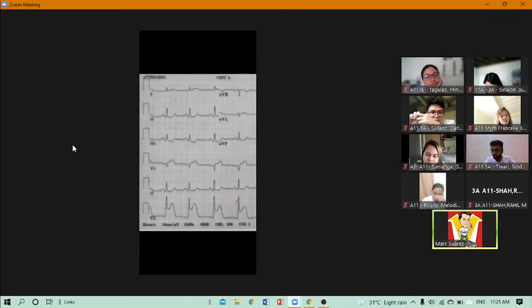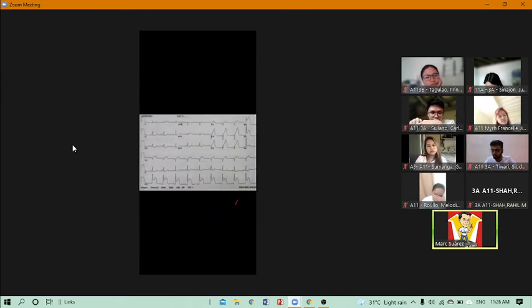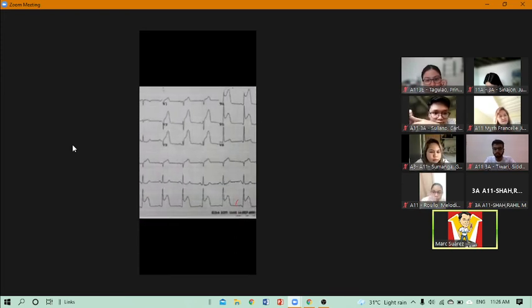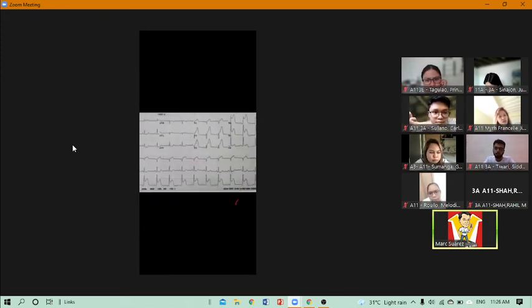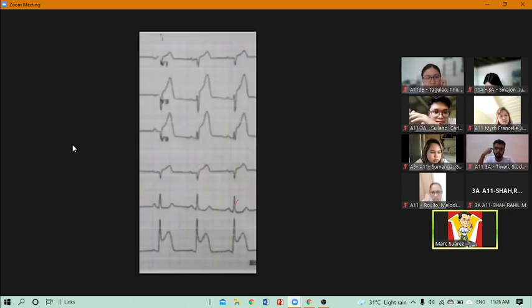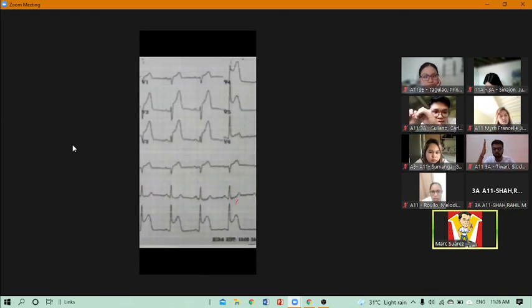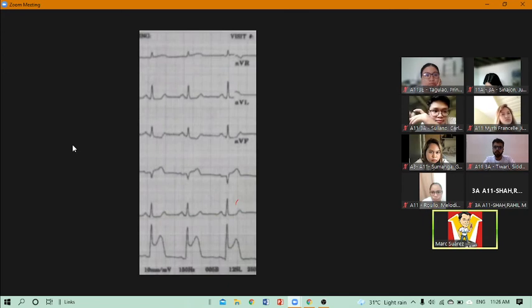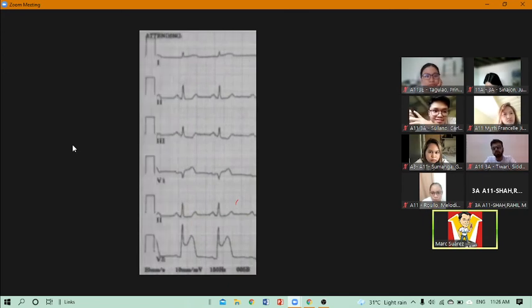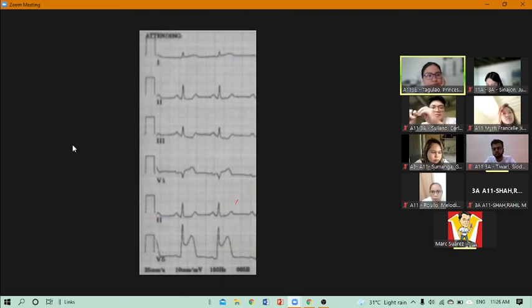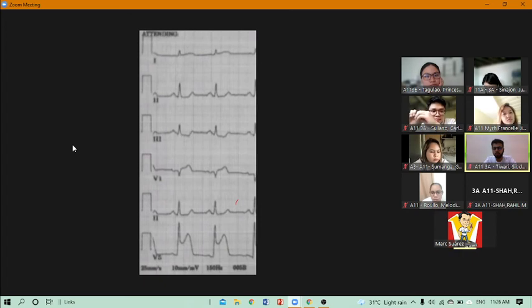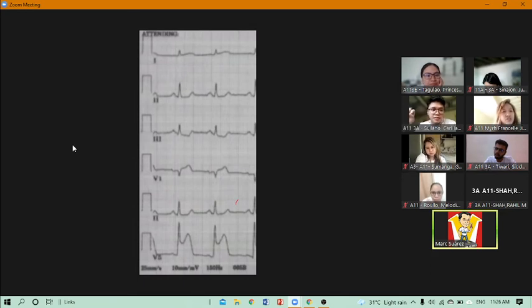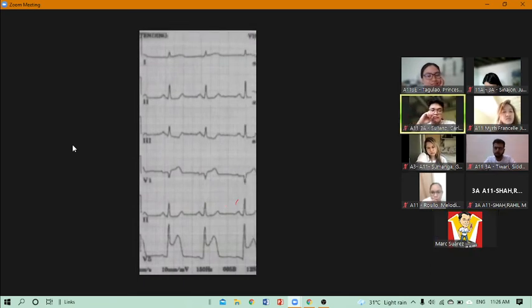Looking at this ECG now, where do you see the ST segment changes? Okay, let's do it one by one. In lead 1, is it okay? Yes, Doc. Lead 2 is okay as well. Lead 3, there's a little bit of ST depression in lead 3. Okay. Please make a note.